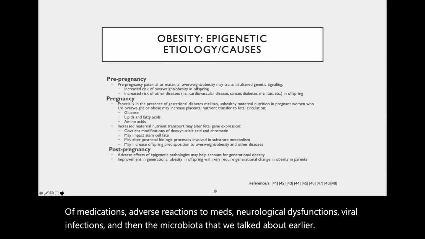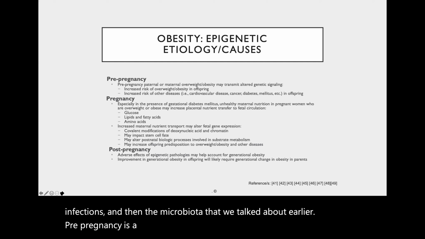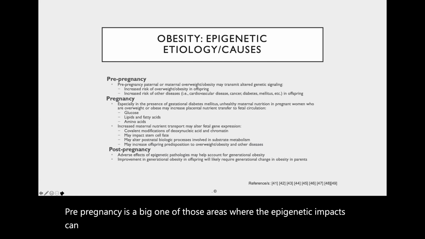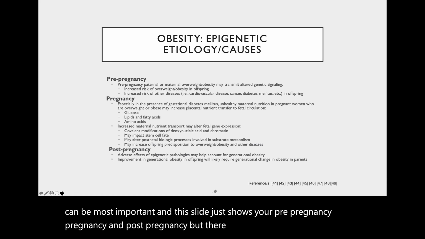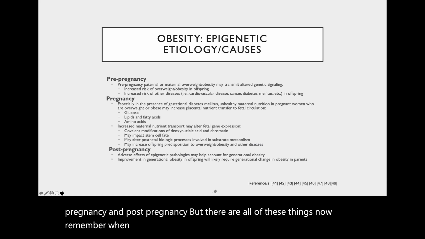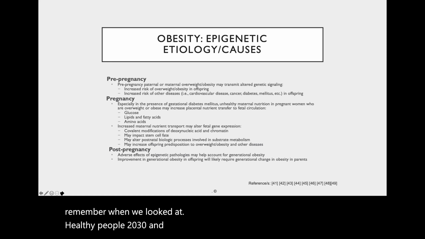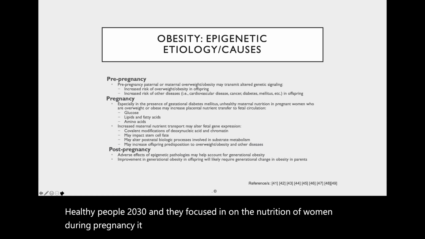Pre-pregnancy is a big one of those areas where the epigenetic impacts can be most important. And this slide just shows you pre-pregnancy, pregnancy, and post-pregnancy, but there are all of these things. Now, remember when we looked at Healthy People 2030 and they focused in on the nutrition of women during pregnancy, it relates to this phenomenon, okay?